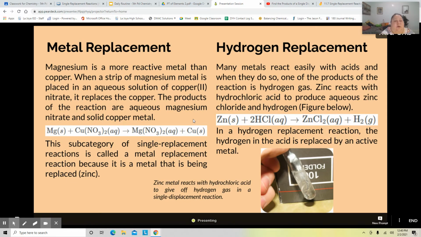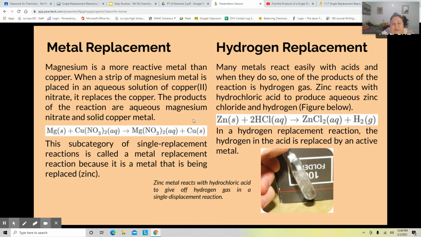All right, so let's talk about metal replacement and hydrogen replacement. Magnesium is a more reactive metal than copper. When a strip of magnesium metal is placed in an aqueous solution of copper 2 nitrate, it replaces the copper. The products of the reaction are aqueous magnesium nitrate and solid copper metal. Okay?